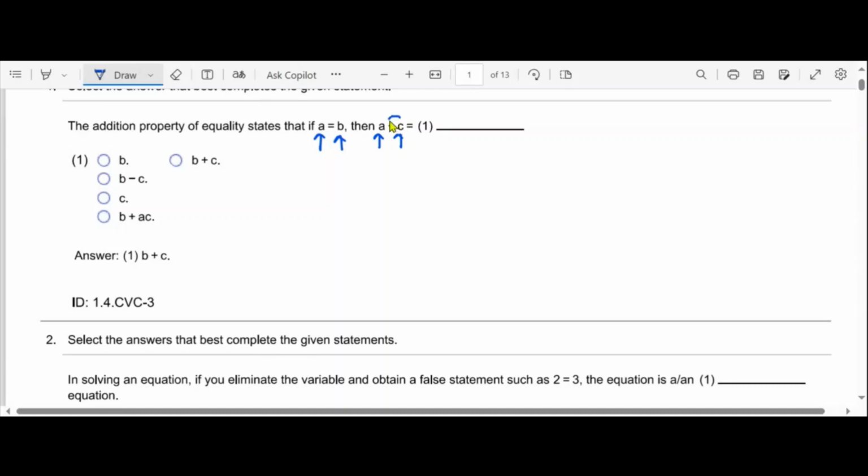So what did I add here? I added C. If you add C to one side, you have to add C to the other side. You have A plus C equal B plus C, because you add C to one side, then you have to add the C to the other side. Is this clear? Yes. So the answer on this one is going to be B plus C. Okay? So that's the answer.